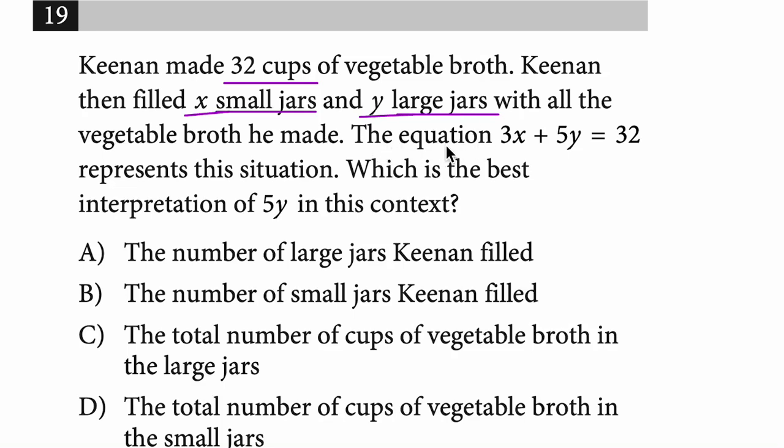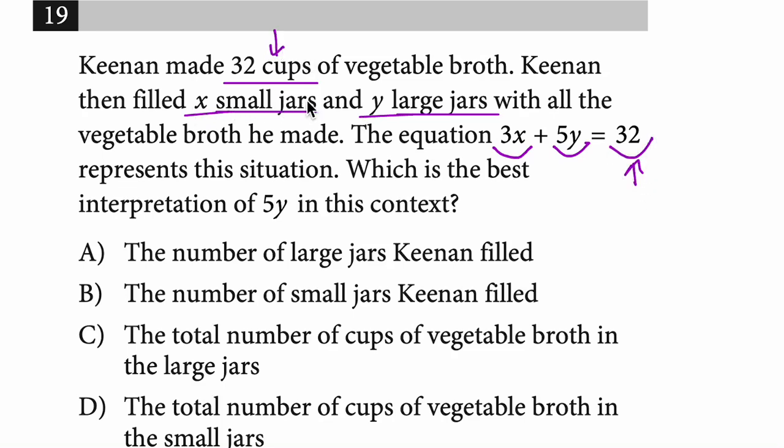Okay, the equation 3x plus 5y is equal to 32. Because small jars are x, 3x represents the total number of small cups of vegetable broth. And 5y, because y represents the large jars, 5y represents the total number of large cups of vegetable broth, right? So the total number of cups is 32, which is given here.